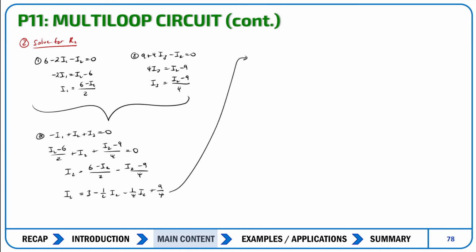Continuing on, I have 1 plus 1/2 plus 1/4, times I2, is equal to 3 plus 9 over 4. That gives me 7 over 4 I2 is equal to 21 over 4. And therefore, I2 is then going to be 21 divided by 7, which is 3.0 amps. And that gives me the current that's flowing through the resistor R2.